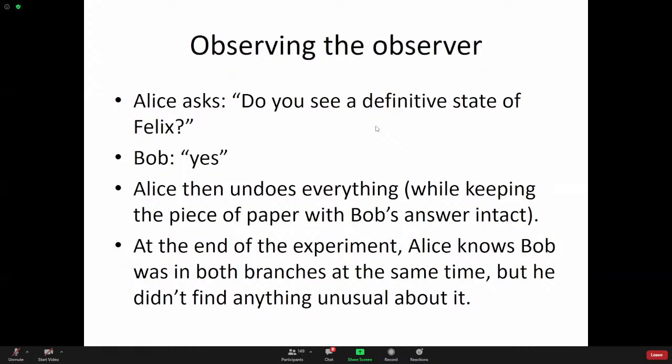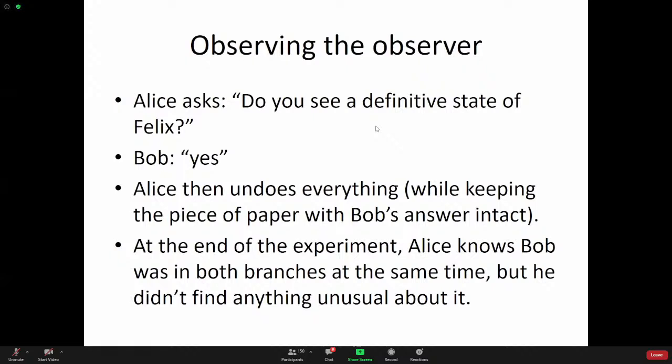Now, Alice, without directly interacting, can actually put a piece of paper underneath the door of the laboratory, and she can say, Bob, do you see a definitive state of the cat, of Felix? And what's interesting is that quantum mechanics would suggest that in both branches, Bob would say yes. So note that it's a very subtle experiment. Alice is not asking what it is that you see.